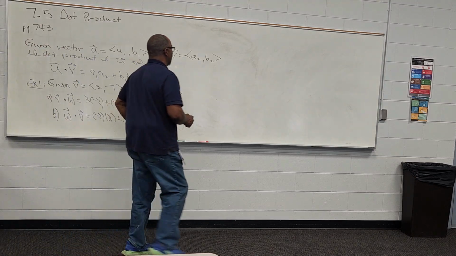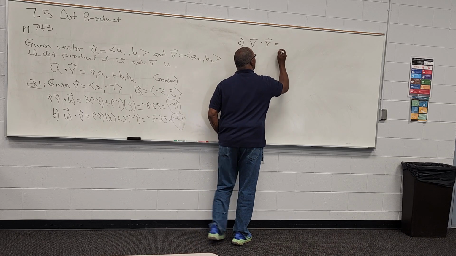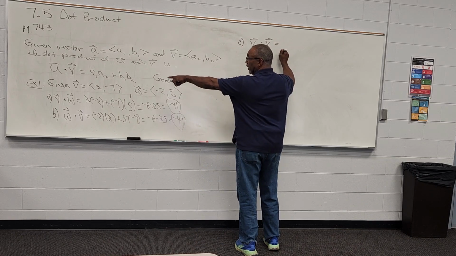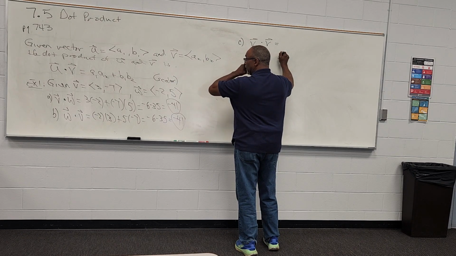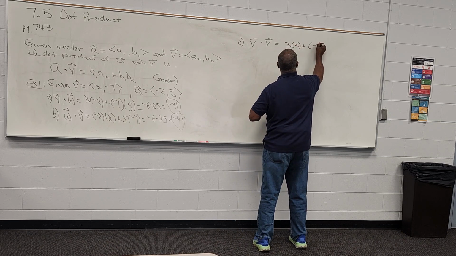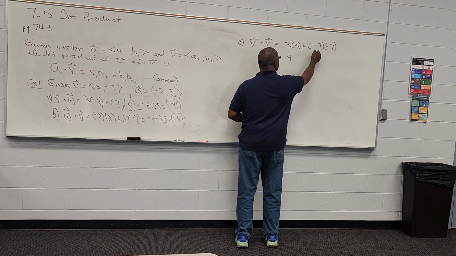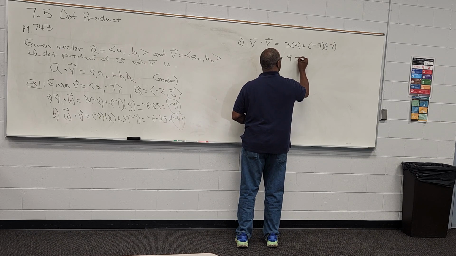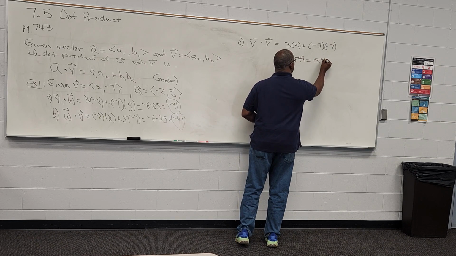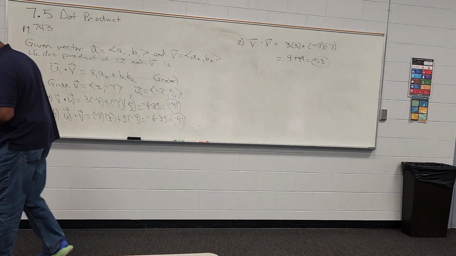C is v dotted with v. Well, v dotted with v just would mean I'd take 3, -7 and take the dot product with 3, -7. So I'll have 3 times 3 plus -7 times -7. That's 9. -7 times -7 is 49. That'll give me 58.